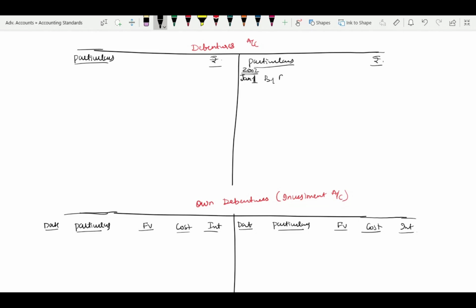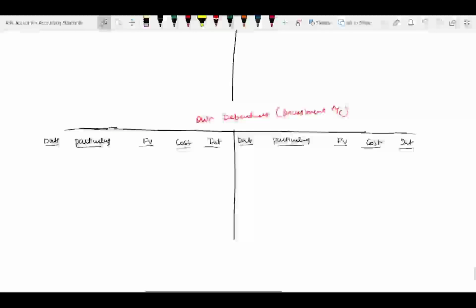By balance b/d 1 lakh. So here don't think of bank balance etc. Nothing is required, just two transactions, we have to knock off. So that's it. Now my dear friends, here what have they asked? Debentures account and own debentures account, that's all. So here interest calculation, nothing is there, my dear friends.